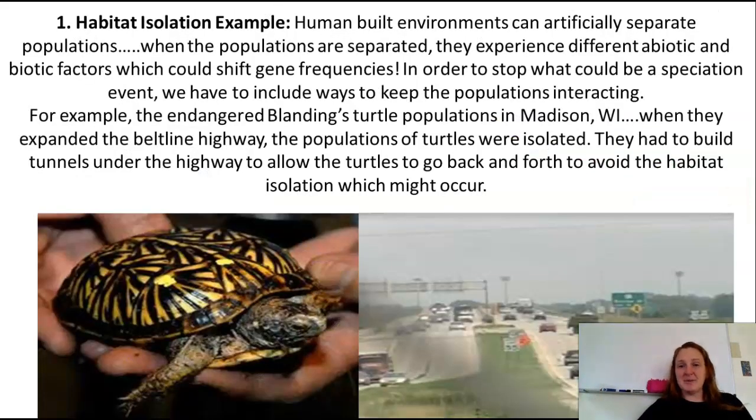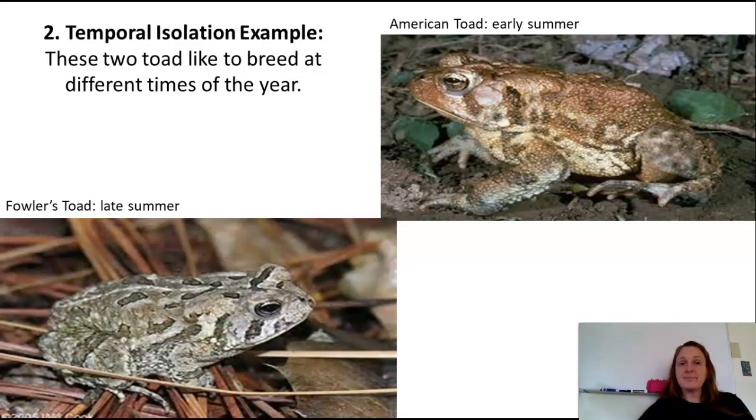Another example that we see is human fragmenting of habitat. We are then stepping in and preventing the sperm and egg of populations, or of separate species, from combining. Now, it's not our intention, but it is often the result.